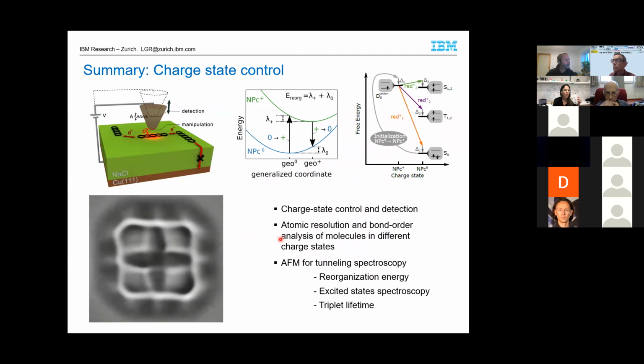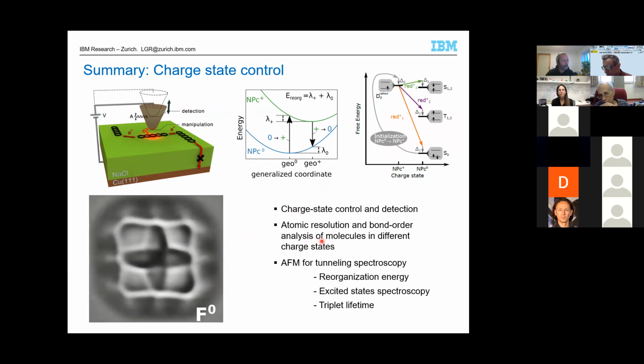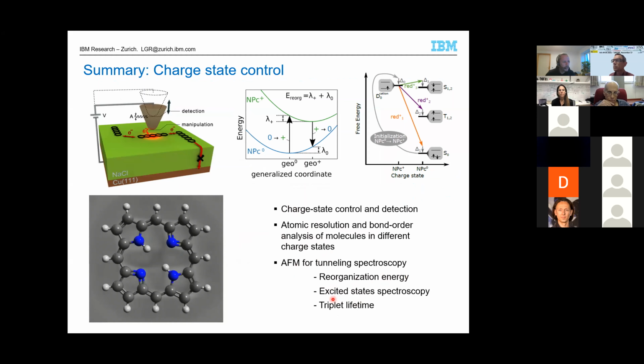A small summary of the final part with the charge state. I showed you that we can control charge states. We can obtain atomic resolution and bond order analysis in different charge states. And we can use the AFM for tunneling spectroscopy. And with that, we measured the reorganization energy. We measured excited states in spectroscopy, and Yasha Rep's group measured triplet lifetimes with that.